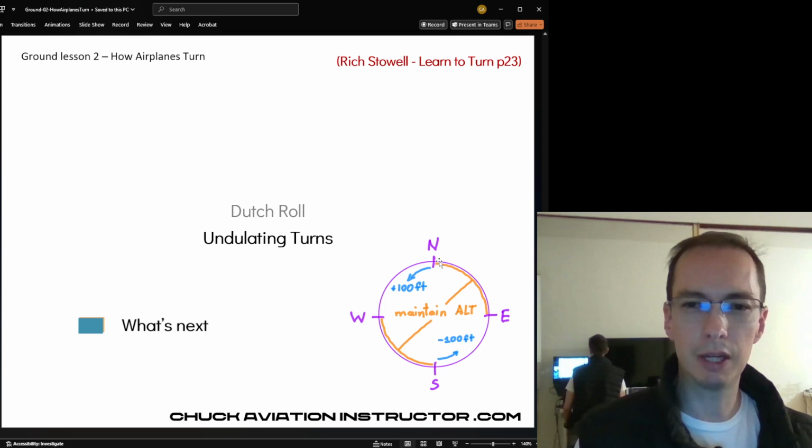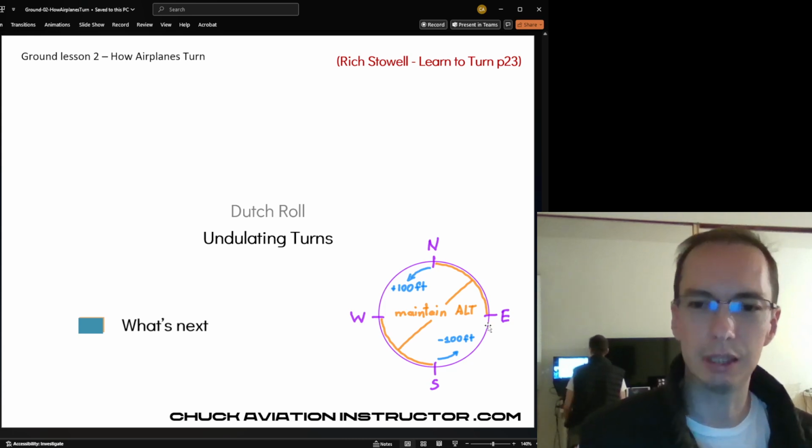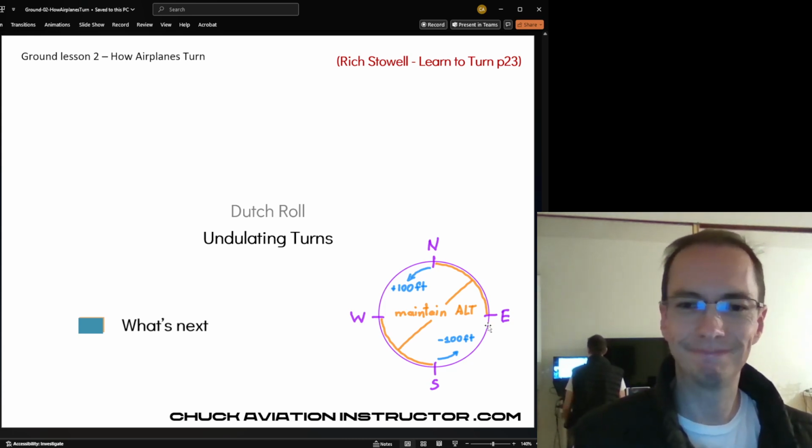So you would go from 3,600 when heading southbound to 3,500 when heading eastbound. Then hold 3,500, climb to 3,600 to west, hold 3,600, descend to 3,500 to east. I'm going to demonstrate that in the sim. Can't wait for you to see that.